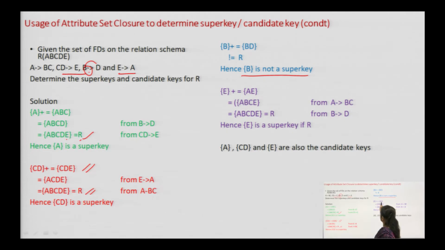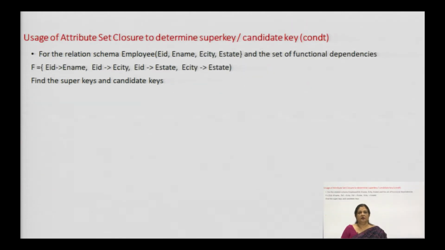Closure of E is AE. Why? It is E, then E determines A, A determines BC, then B determines D. So we get over here that the closure of E is again ABCDE, hence E is a super key, and all these three super keys, they are also the candidate keys. So this is how we can find the super key.